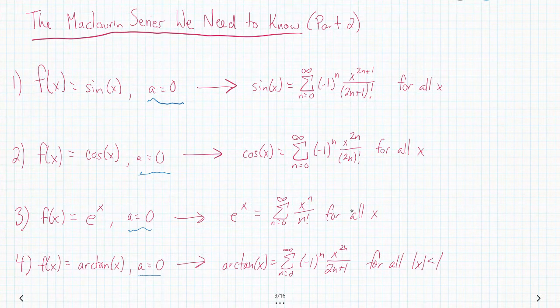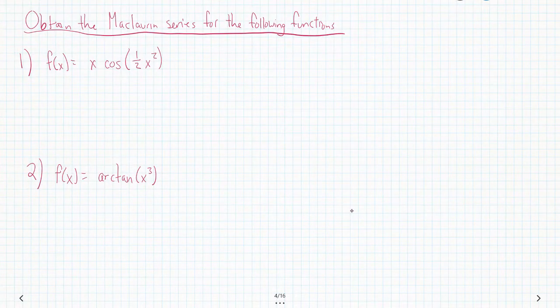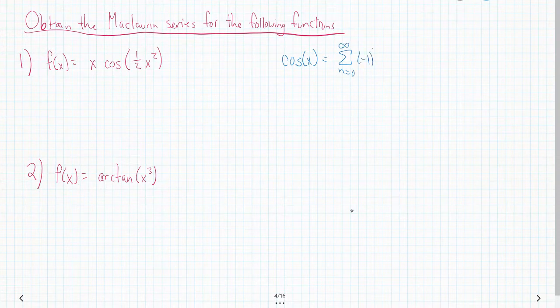Let's see how we actually work with these things. What do they do for us? It might seem like a whoopity freaking do, right? So if we look at x cosine of 1/2 x squared, what the heck goes on? Well, we know that cosine x for all the x values equals a summation n equals 0 to infinity of -1 to the n x to the 2n over 2n factorial, right?